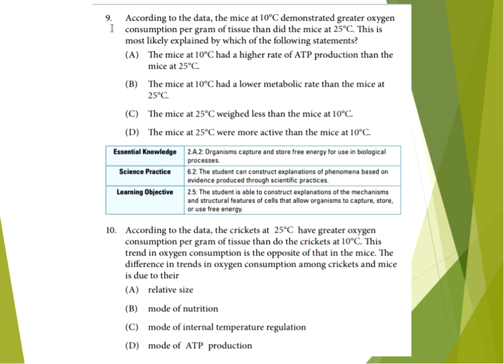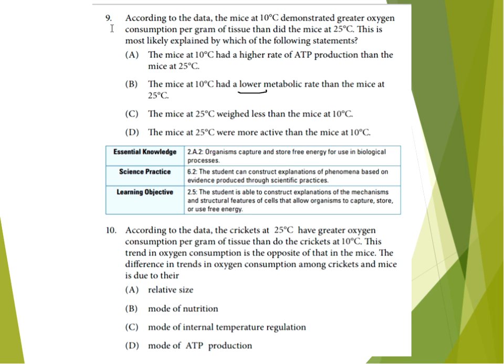B, the mice at 10 degrees Celsius had a lower metabolic rate than the mice at 25 degrees Celsius. Well, the lower temperature is going to be harder to maintain your body temperature. You've got to remember, a mouse is like humans as far as being warm-blooded. So the temperature is going to affect their temperature control interiorly. If they are at a colder temperature, their body's probably going to be working harder to maintain temperature than somebody at 25. So I don't think that it would be a lower metabolic rate, it would probably be higher.